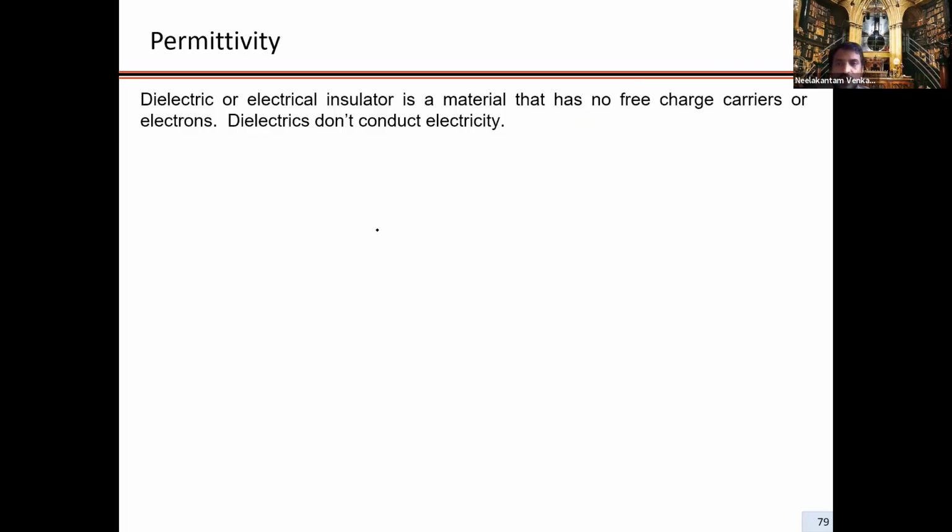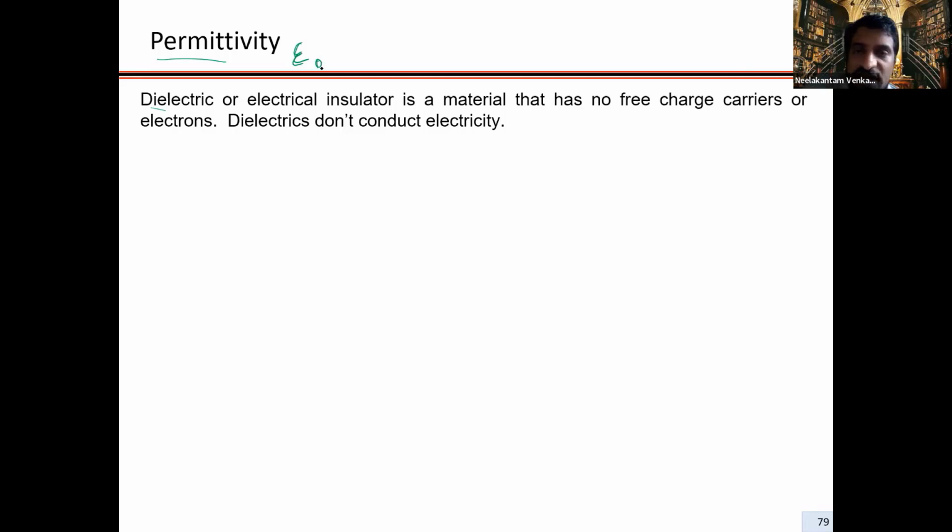So now we are going to look into what are called dielectrics, which is related to permittivity, which is epsilon. For free space, it's going to be epsilon naught, or epsilon 0. We are going to define what permittivity is.